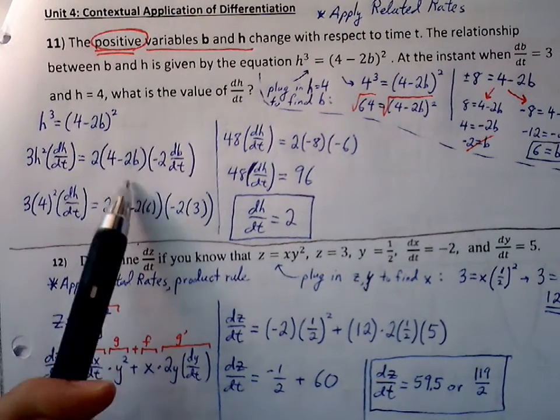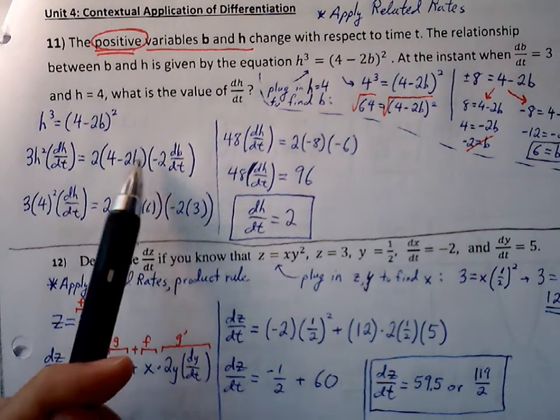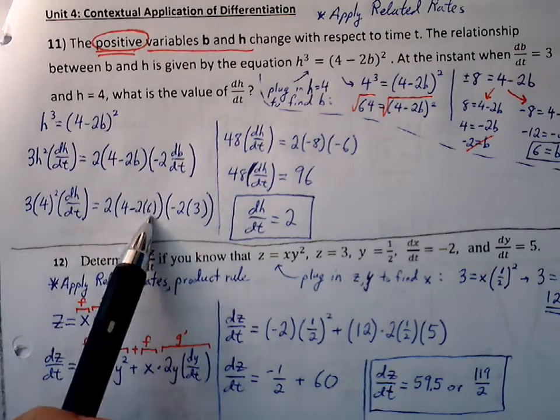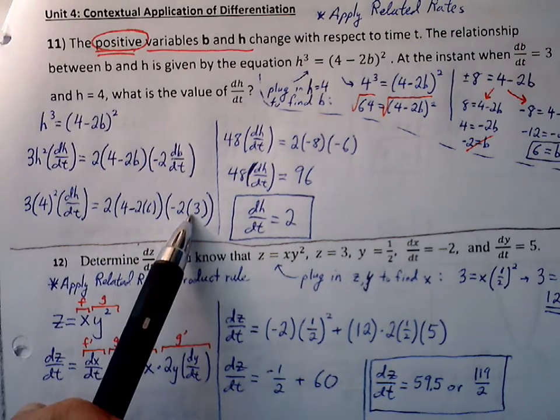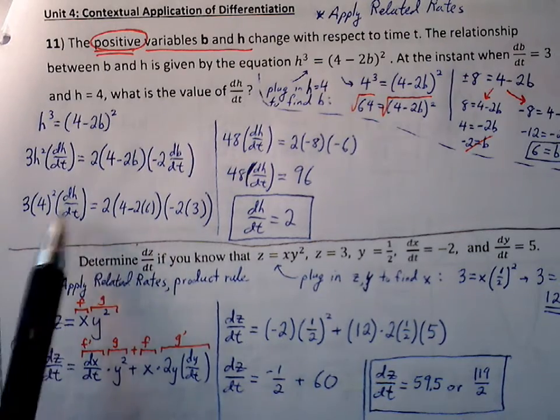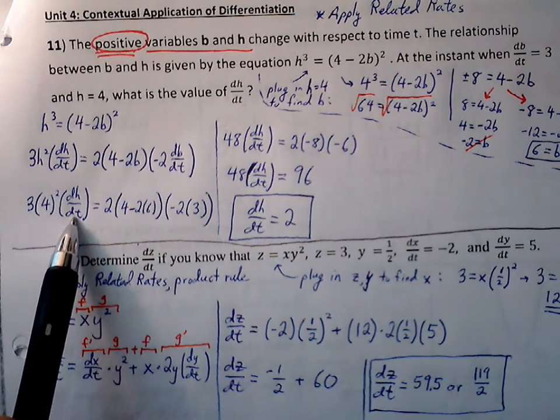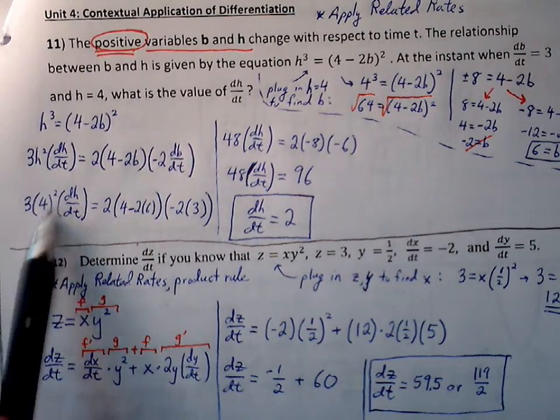So now I have the b value needed to help me work towards solving for dh dt. So b gets replaced with 6, h gets replaced with 4, db dt gets replaced with 3, so now the only variable that I'm left to solve is dh dt. So 3 times 16 is 48.